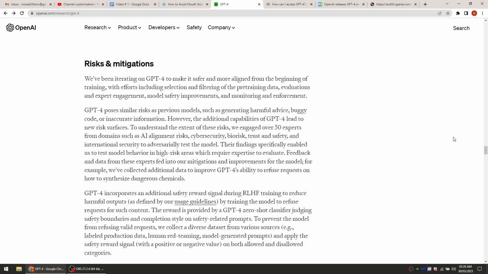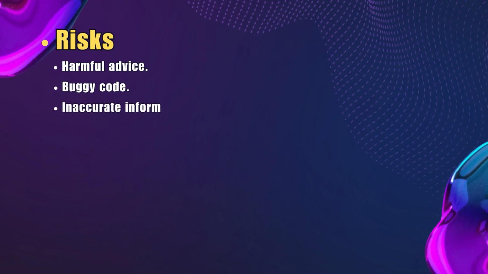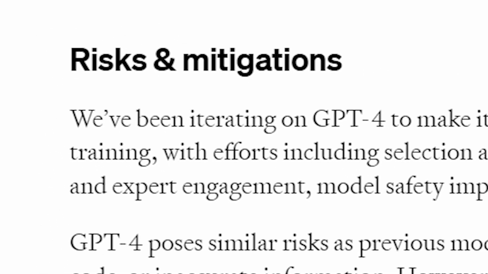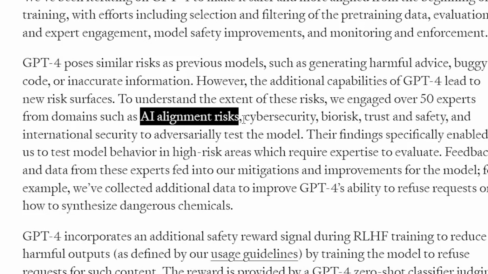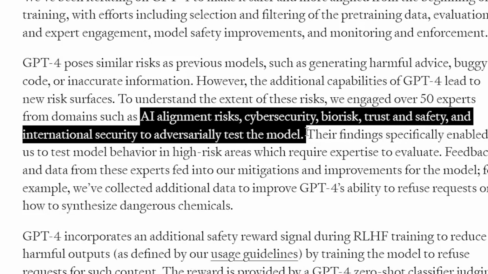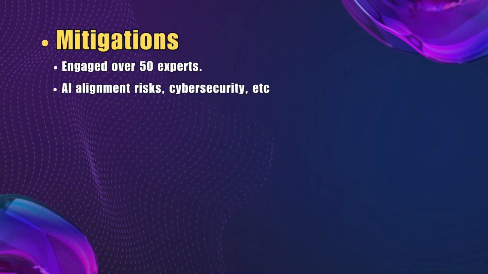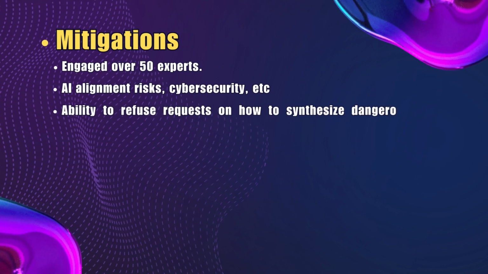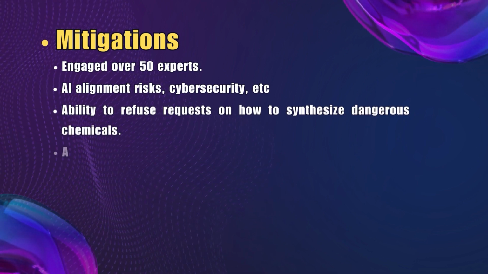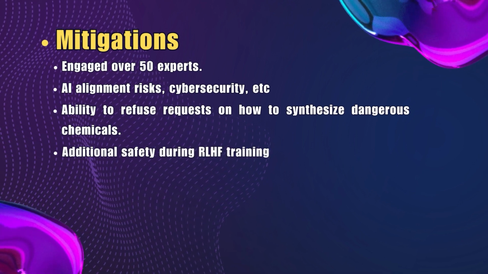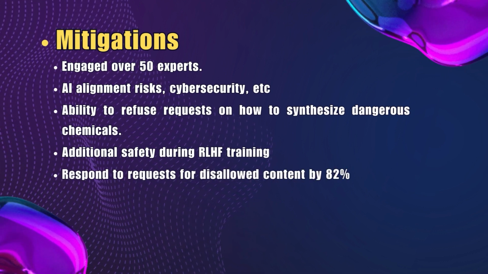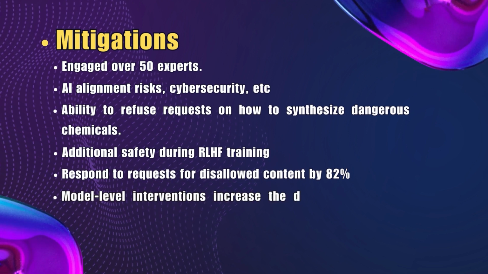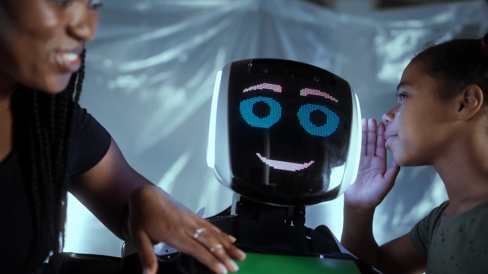Moving on to risks and mitigations, GPT-4 poses similar risks as previous models, such as generating harmful advice, buggy code, or inaccurate information. Mitigations, as in steps taken by the company to reduce the risks: they engaged over 50 experts from domains such as AI alignment risks, cybersecurity, biorisk, trust and safety, and international security to adversarially test the model. They collected additional data to improve GPT-4's ability to refuse requests on how to synthesize dangerous chemicals. They incorporated an additional safety reward signal during RLHF training to reduce harmful outputs. They decreased the model's tendency to respond to requests for disallowed content by 82% compared to GPT-3.5. Model-level interventions increase the difficulty of eliciting bad behavior, but doing so is still possible.